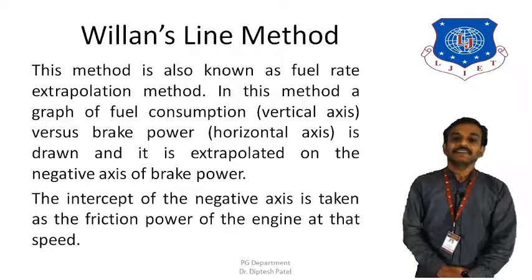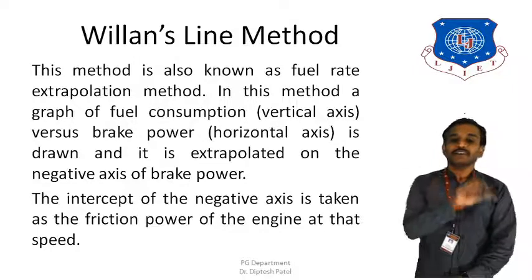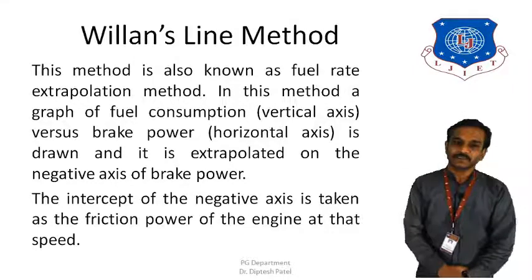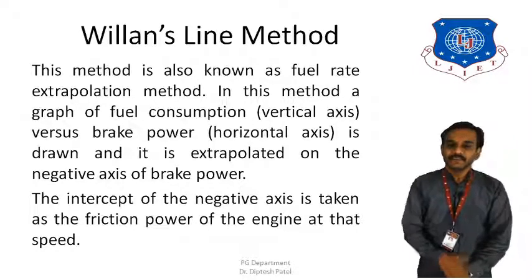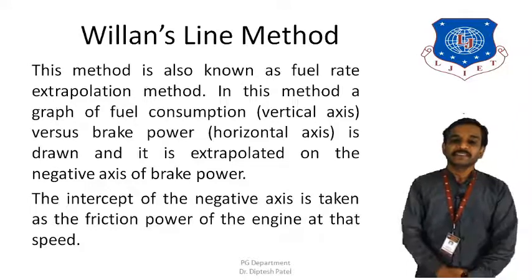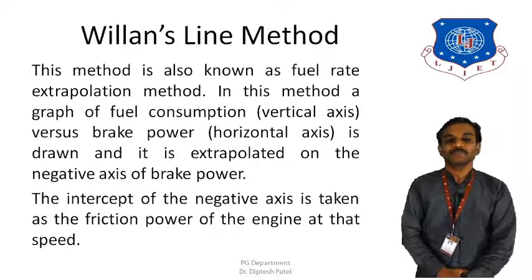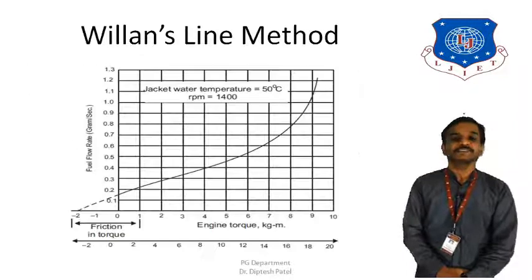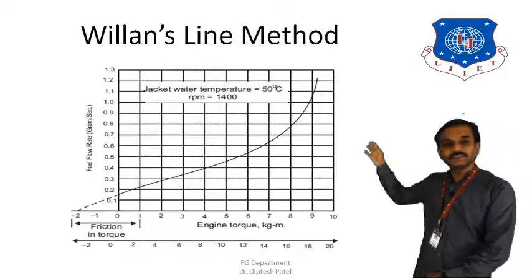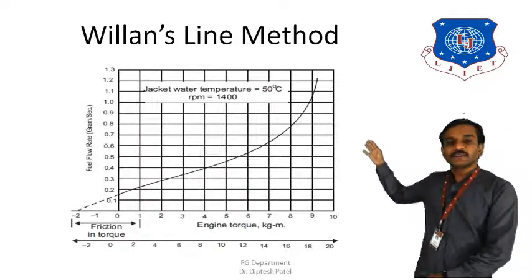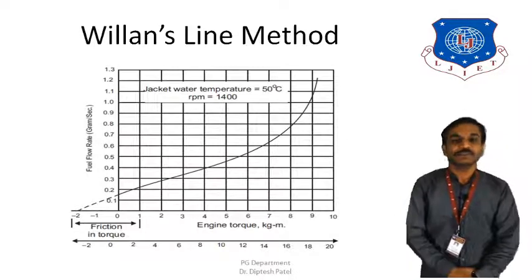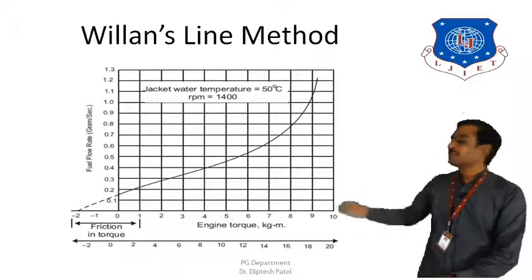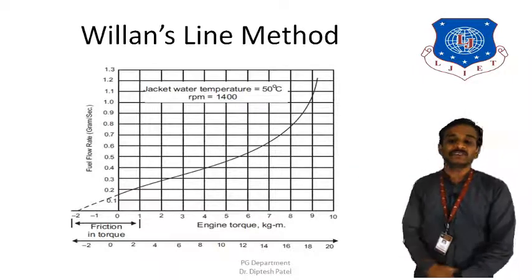Then it is extrapolated onto the negative side of the brake power. Wherever this line intercepts the negative axis is taken as the friction power of the engine at that particular speed. As you can see, the graph is shown over here. On the y-axis vertically, the fuel flow rate or fuel consumption rate is described, while on the x-axis you can see the engine torque.